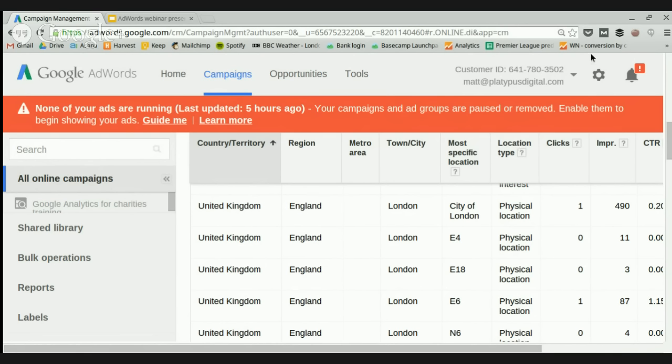Okay, the last question then. I'm happy to answer any more questions over on Twitter at platypusdigi. The last question is, how do you divide up the $10,000 budget between all the campaigns? This is where I get confused. This is Andrew on Twitter.